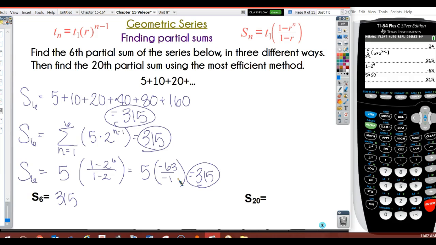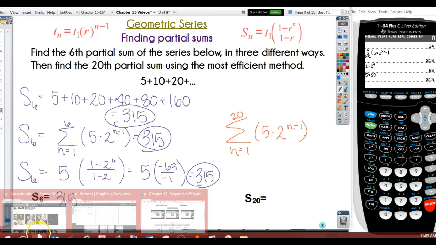So the directions say now find the 20th partial sum using the most efficient method. So I would say that either of these are most efficient. It's really up to you which one you prefer. I'll go ahead and first just use the summation. We're starting at 1. Now we're going through the first 20 terms, and again we already have the equation written. You can also use Desmos to find these sums if you don't have a calculator at home.